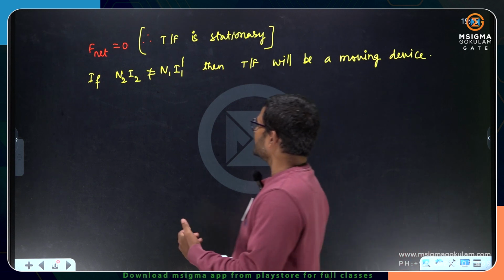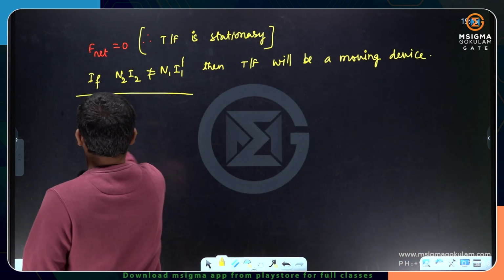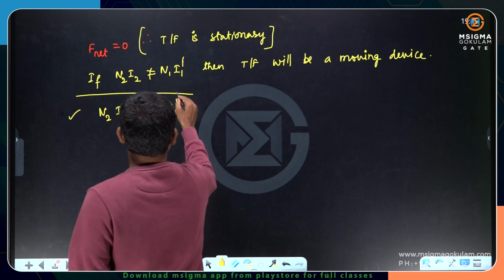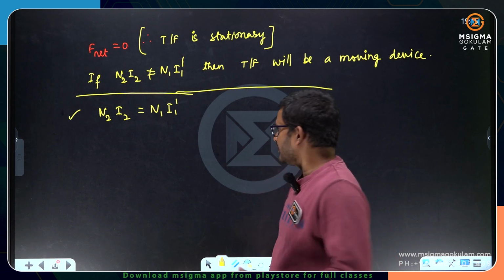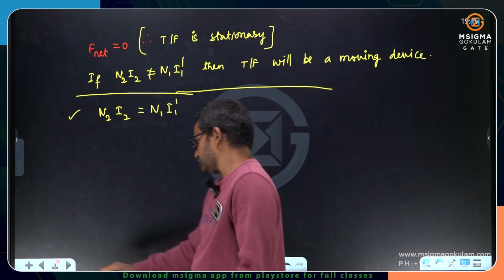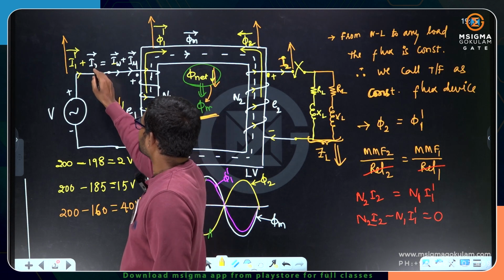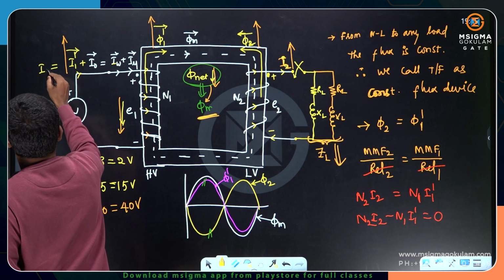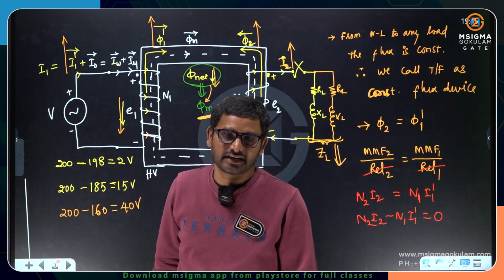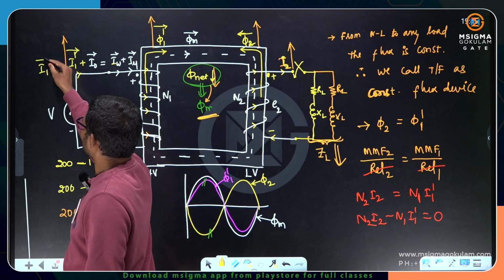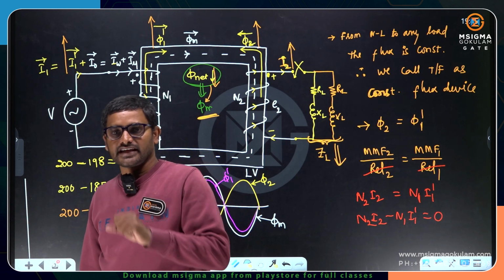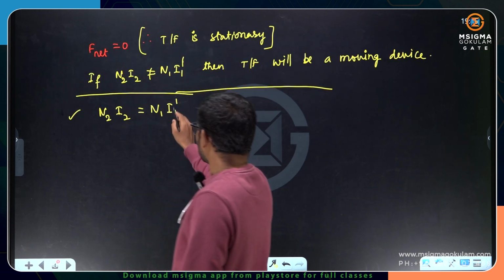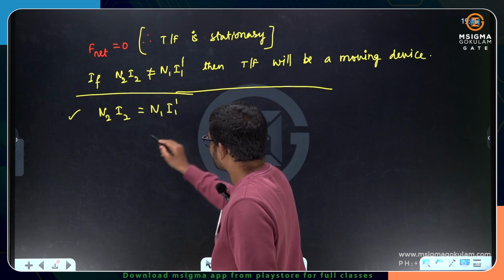And we know this point, N2I2 is equal to N1 into I1 dash. We got this point, right? We know that in the operation we have seen I naught and I1 dash. The combination of these two I can write as I1. This is the total primary phasor current. The primary phasor current is I1 dash plus I naught. I naught is very small, so here you can add I naught to I1 dash also.